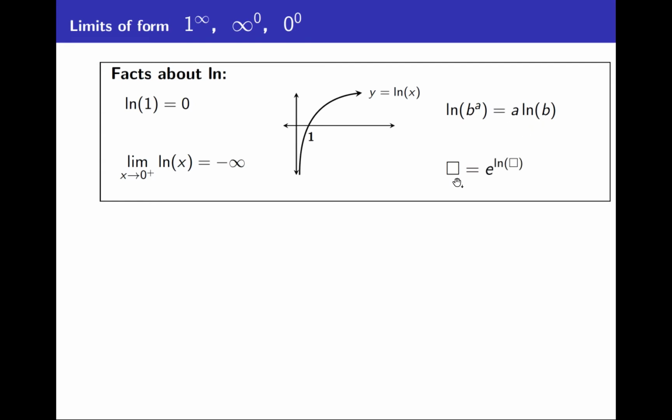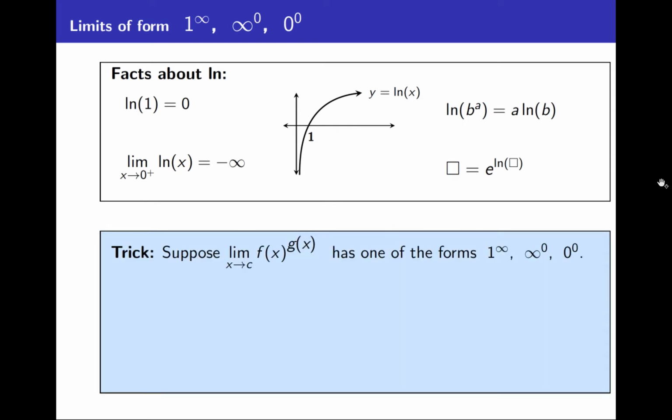And finally, any positive quantity equals e to the power of ln of that quantity. That's because ln of x is the inverse of e to the x. So e to the ln of a quantity equals that quantity. All of these properties will be needed in our technique. The technique is really kind of a trick, but it works beautifully.